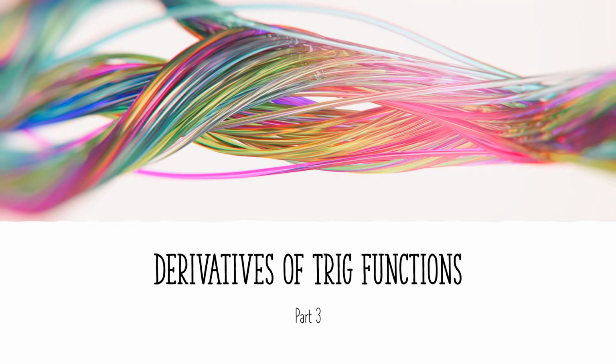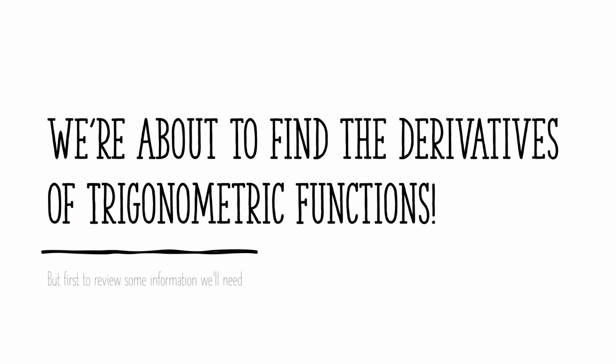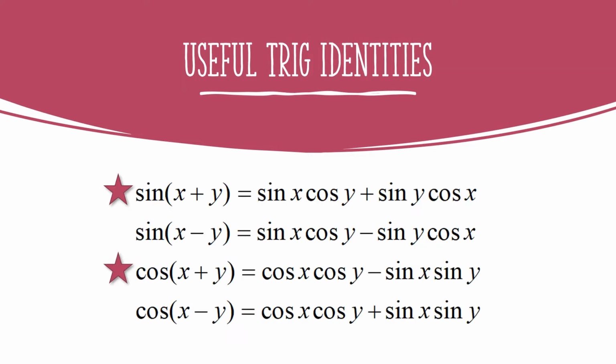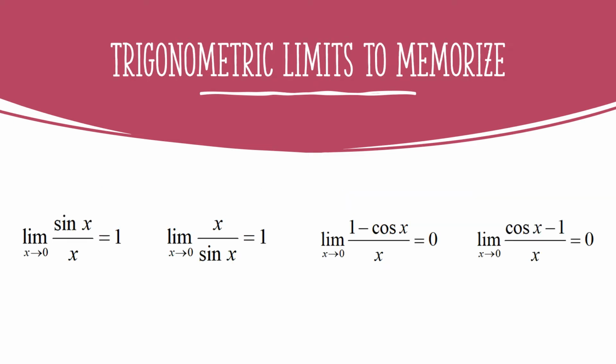Derivatives of trig functions, Part 3. We're about to review the derivatives of trigonometric functions, but first let's review some information we'll need. We'll need the limit definition of a derivative, so f prime of x is equal to the limit as h approaches 0 of f of x plus h minus f of x over h. We'll need these useful trig identities, particularly the sum of different angles, so sine of x plus y and cosine of x plus y. And we'll need these trigonometric limits that you'd want to memorize.